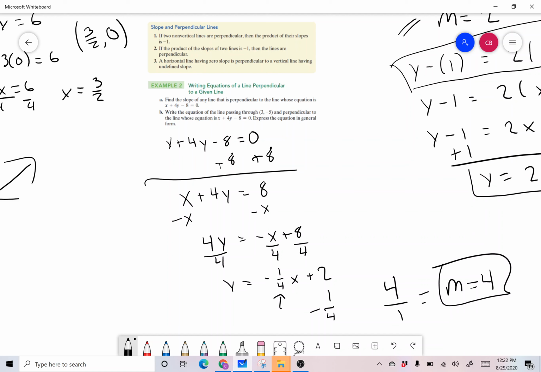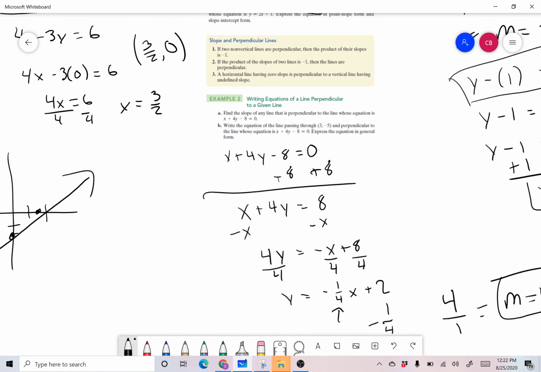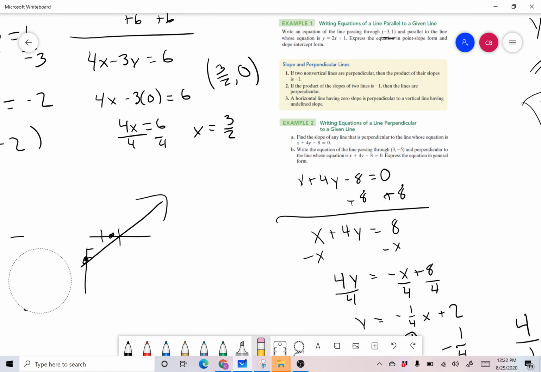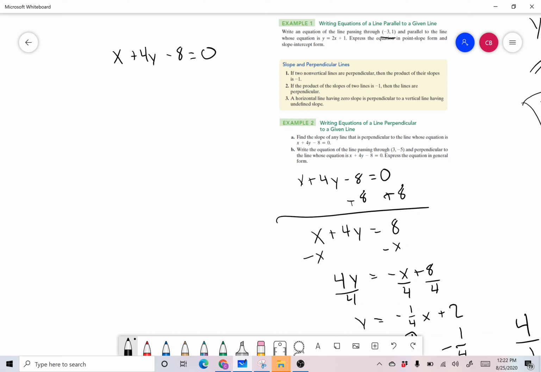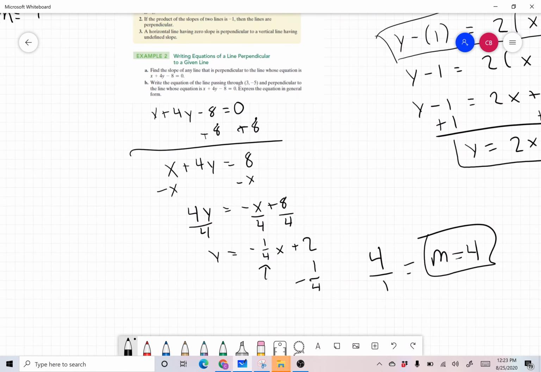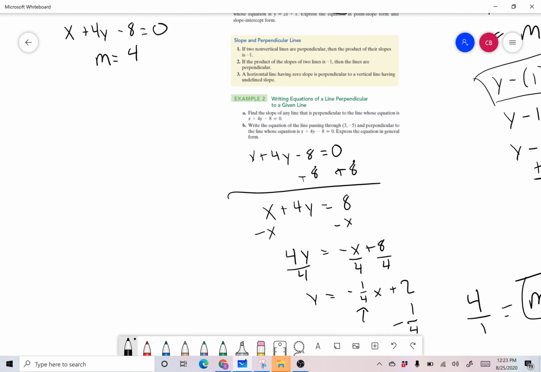Now the next one asks, write an equation of a line passing through this point and perpendicular to this line, and we want it in general form. So let's do that. First things first, let's solve that equation and get the slope. x plus 4y minus 8 is 0. Is that the same equation? Oh, it is. So m here is going to equal 4. We just solved that. We already found this answer, and we already have the point, so let's do it.